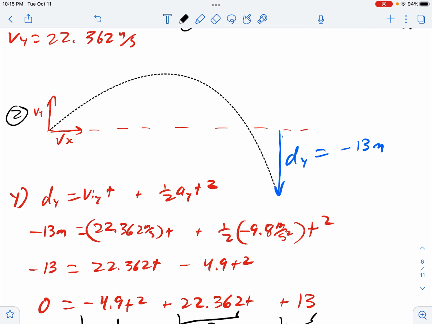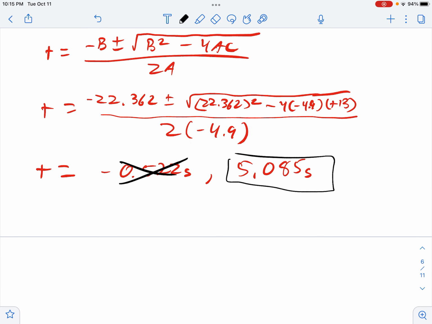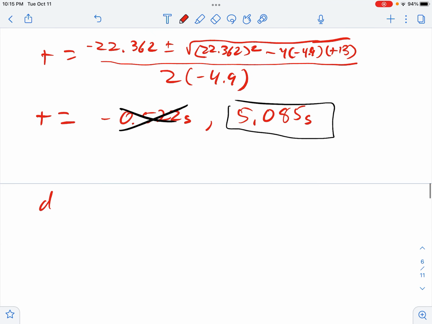It doesn't hit it a second, a first time and a second time. No, it only winds up 13 meters below once. Okay, so it's neat that the equation shows us that. Once we have that time, then we can go on and calculate all the things that we did before. All right, so we get the horizontal distance. We get the Vx times the t.